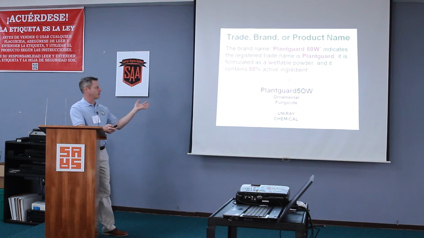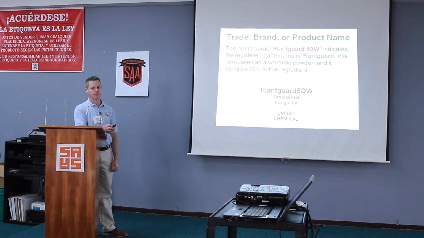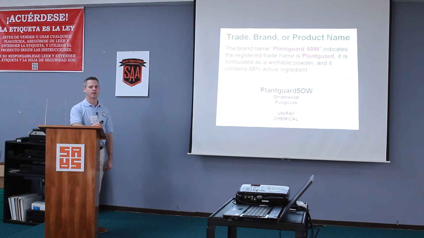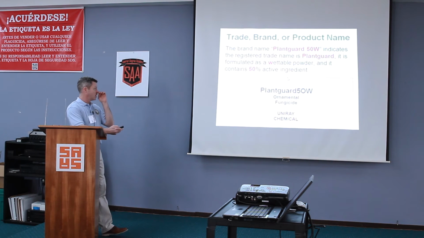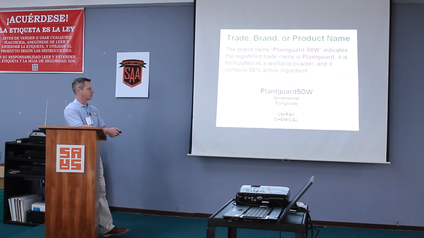So in this example, the trade brand name product name is PlantGuard 50W. To use a more relevant example, Vikane would be the brand name for the fumigant sulfuryl fluoride. But in this example, the W stands for a wettable powder, and then the 50 indicates 50% of active ingredient, and it's an ornamental fungicide, and the manufacturer is listed here.